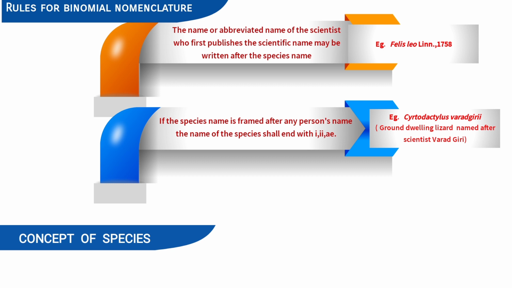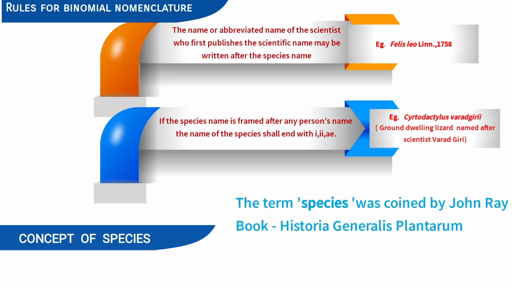And next, we are entering into the concept of species. As I told you, we will be learning about three persons who have given books regarding taxonomy. The first one: the term species was coined by John Ray. He was the one who gave this particular term, species. He also wrote in his book, Historia Generalis Plantarum, okay, it's a book.